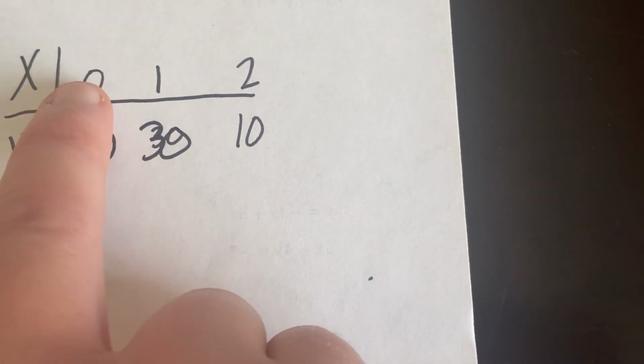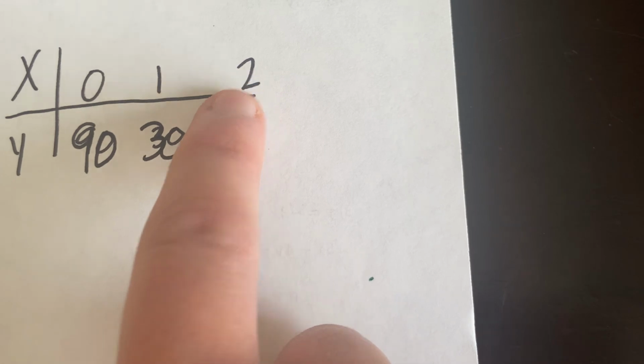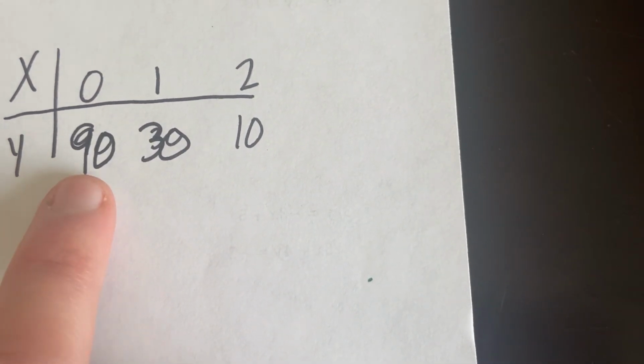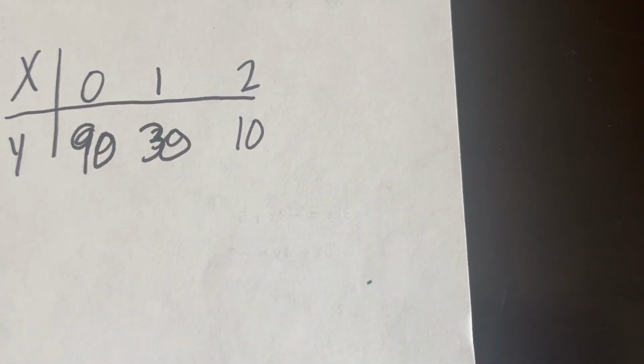But notice how the x values are getting larger, right? 0, 1, 2. What are your y values doing? Right? They're getting smaller, okay? So that should be a dead giveaway. This is exponential decay. You are looking for fraction numbers. You are looking for a multiplier in between 0 and 1, okay?